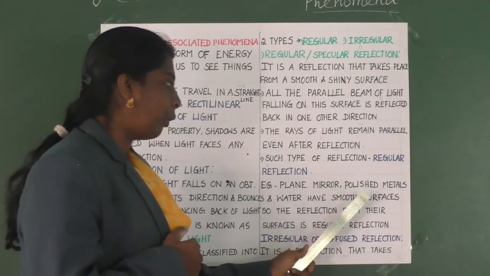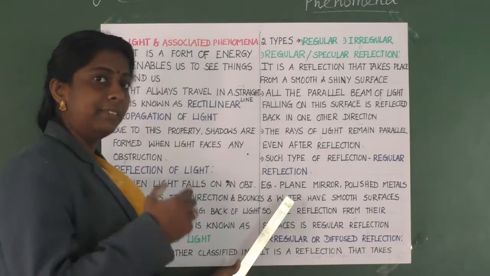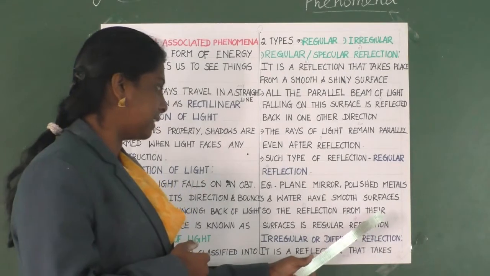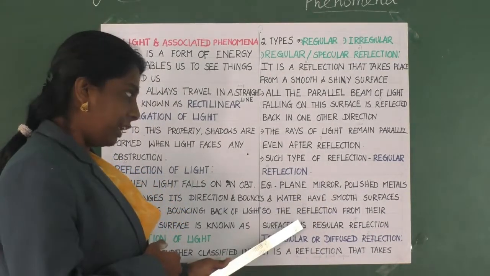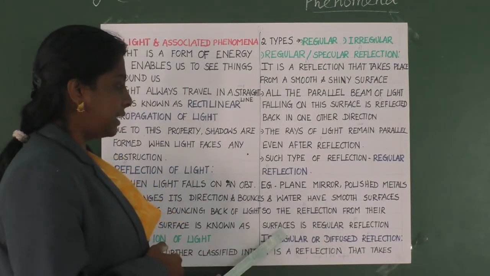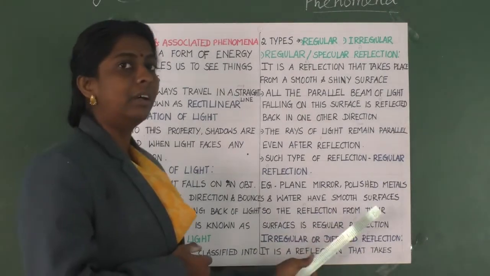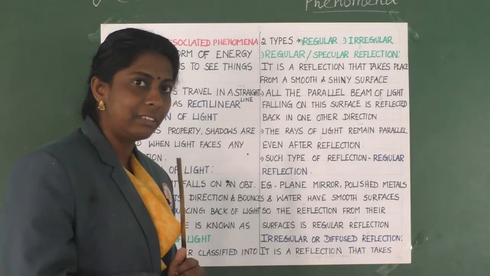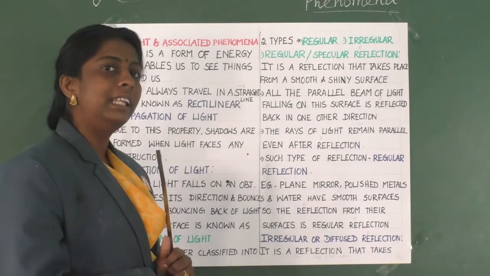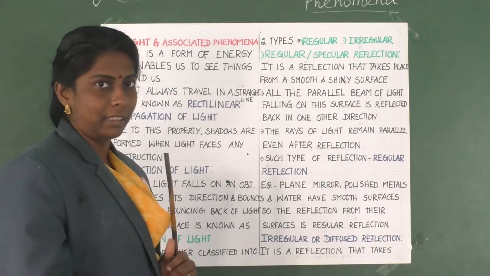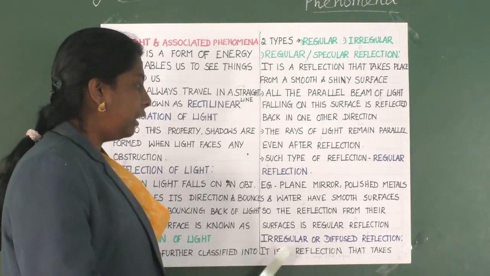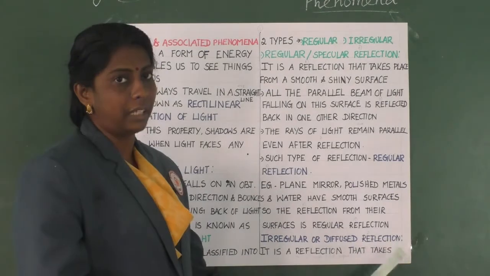Plane mirror, polished metals and water have smooth surfaces, so the reflection from their surfaces is regular reflection. Clear, children? Yes. Now let us learn about the second type, that is irregular or diffuse reflection.